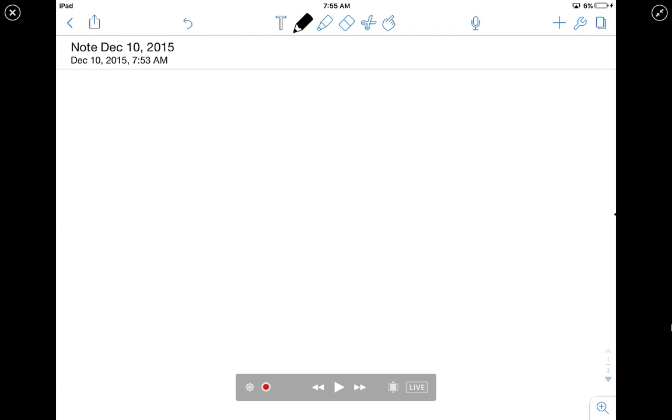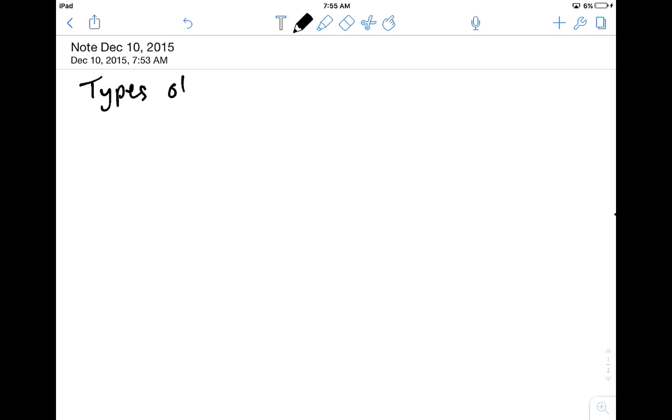Hey guys, all right, we're going to take a quick set of notes today over exactly what a force is and types of forces. I'm going to label this as types of forces. Okay, so first, I know we started working on a definition of a force earlier. I want to give you my definition real quick.